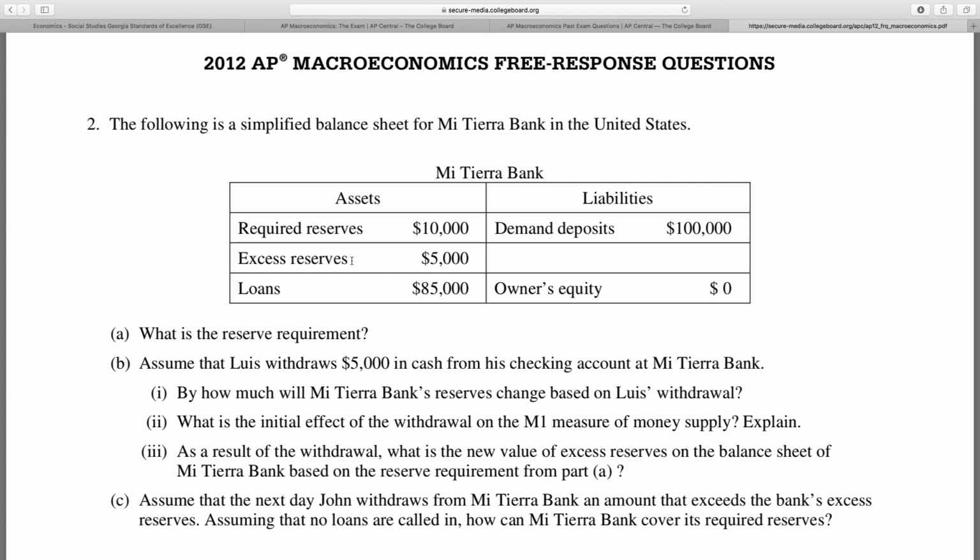Assume the next day John withdraws from Mi Tierra Bank an amount that exceeds the bank's excess reserves. Assuming that no loans are called in, in other words, they can't go to their borrowers and say, hey, we need money, so you need to pay us this money quickly. Banks really can't do that. How can Mi Tierra Bank cover its required reserves? They don't have enough money to cover the required reserves. Well, where do banks get money? They get money from the Federal Reserve. So they can go borrow money from the Federal Reserve, or they can go borrow money from other banks.